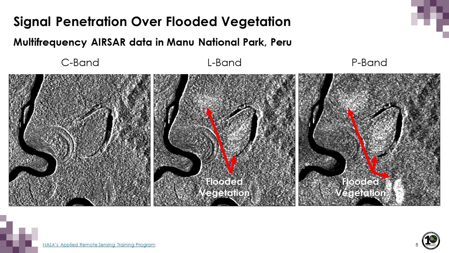So remember that C-band has a wavelength of around 5 centimeters, L-band around 24, and P-band around 40 centimeters. And as you would expect, the longer the wavelength, the greater the penetration through the canopy, and the better the probability of detecting flooded vegetation. The bright white areas are flooded vegetation. And note all of the white areas in the P-band image that are either not present or less bright and extensive in the L-band image or the C-band image, where there is hardly any flooded vegetation detected.